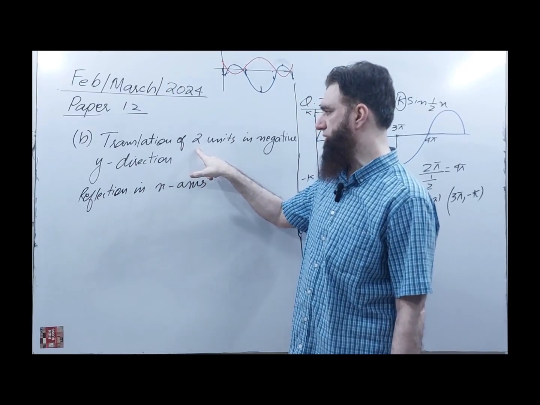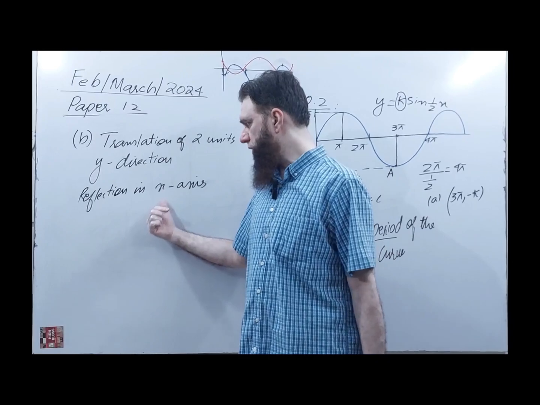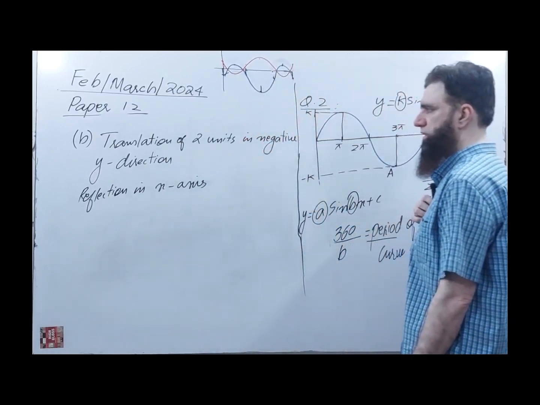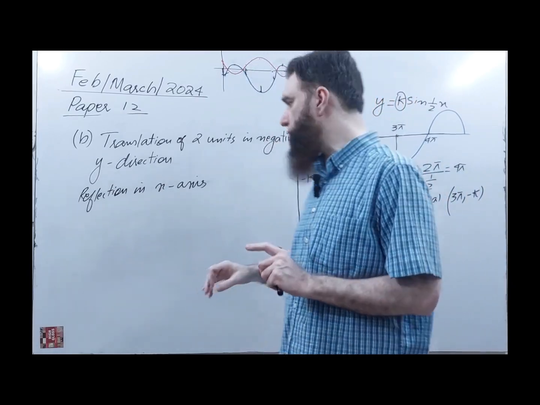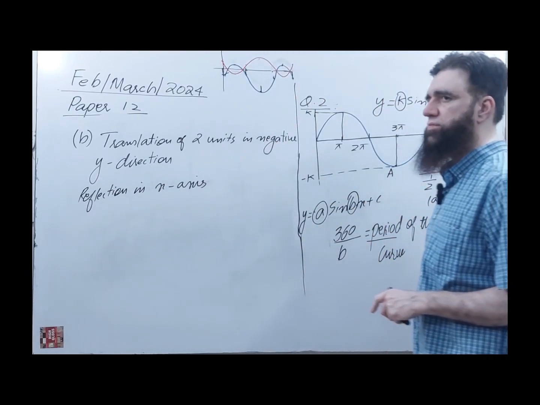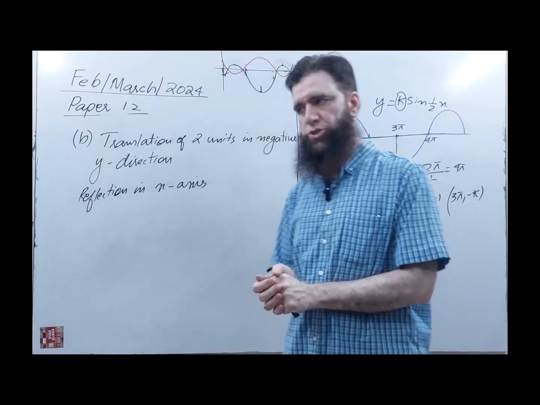Means that you will have to translate the curve 2 units in the negative direction, and then you apply the reflection in x-axis. So we do it. You have been asked to find the equation of the curve and the new coordinates of the point A, because when the equation of the curve changes, obviously the coordinates of point A will also change.